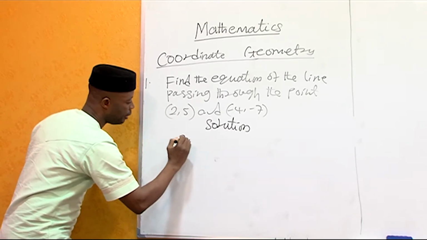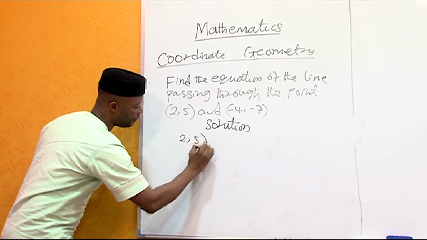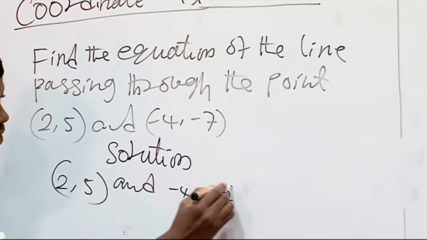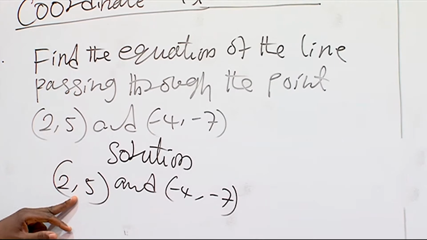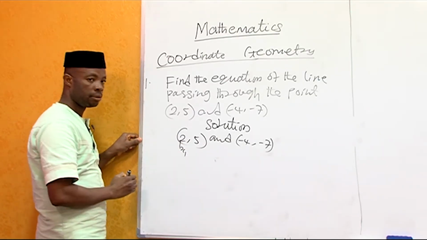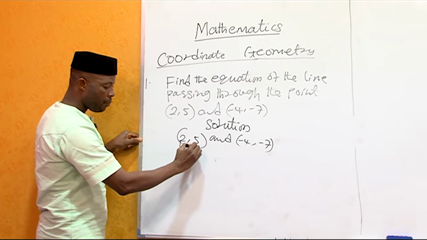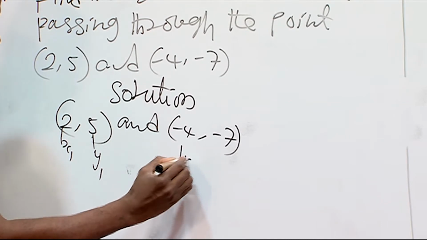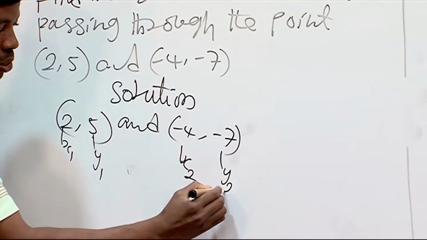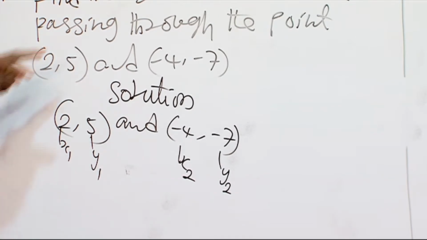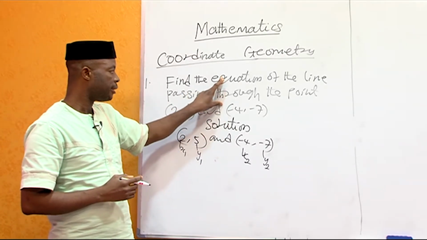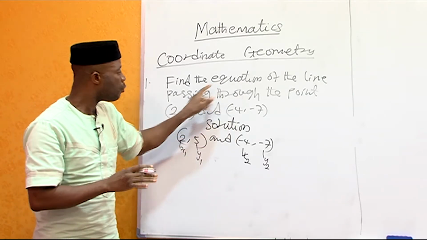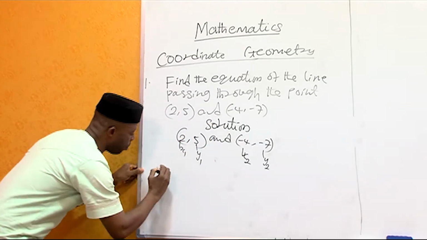The first coordinate is (2, 5), and the second coordinate is (-4, -7). Inside the first coordinate, we have x1 and y1. Inside the second coordinate, we have x2 and y2. You can't find the equation of a straight line directly here. You have to find the gradient first. Look at the formula here.